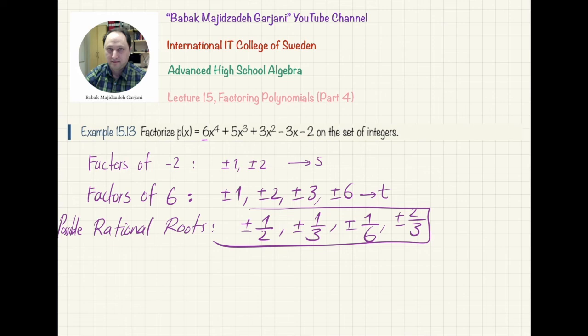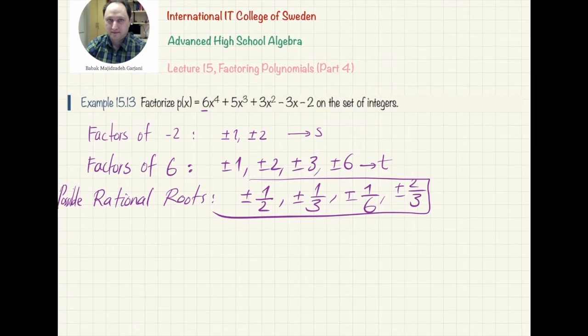Okay, so then you need to start to check. Yes, for example, I can start putting 1/2 here. So if you put 1/2 here, it becomes 6 over 2 to the power of 4 plus minus 5 divided by 2 to the power of 3 plus 3 divided by 2 to the power of 2 plus 3 over... so sorry, let me double check. I am putting minus a half here. I am checking minus a half.